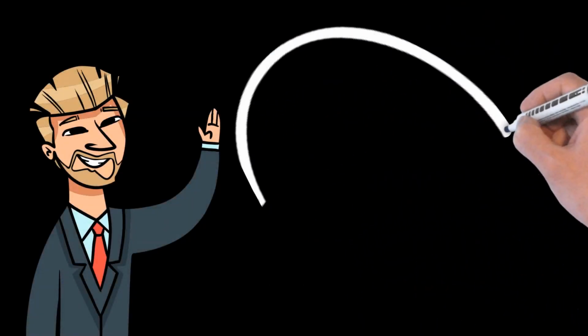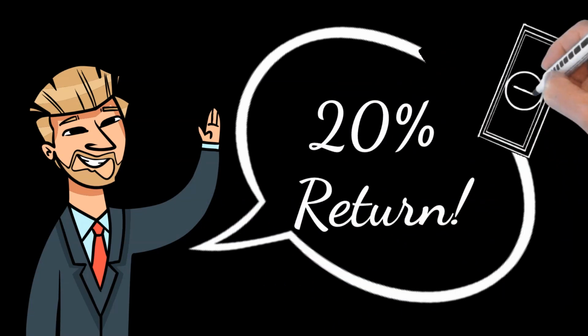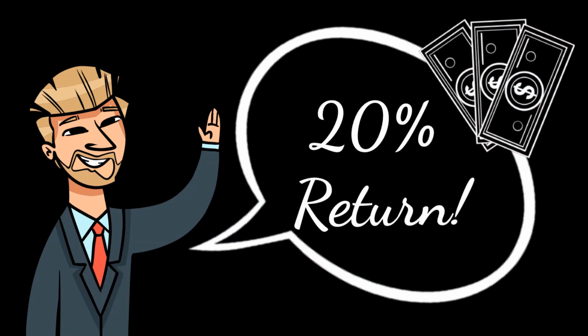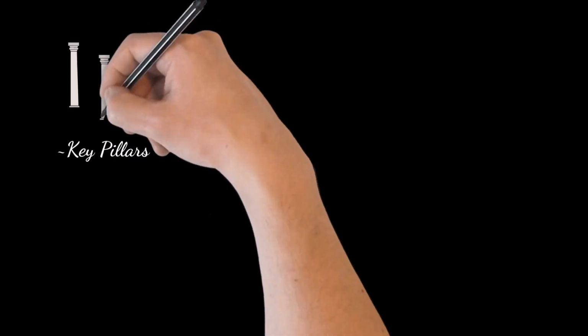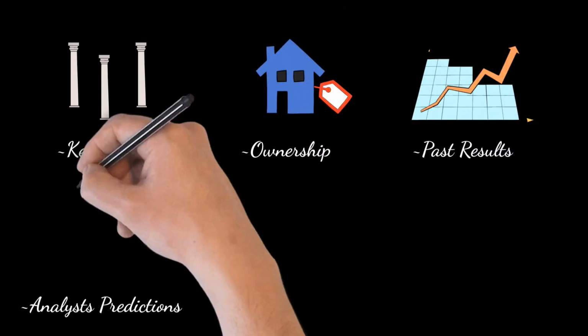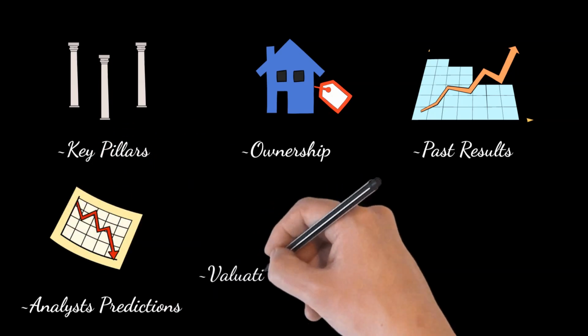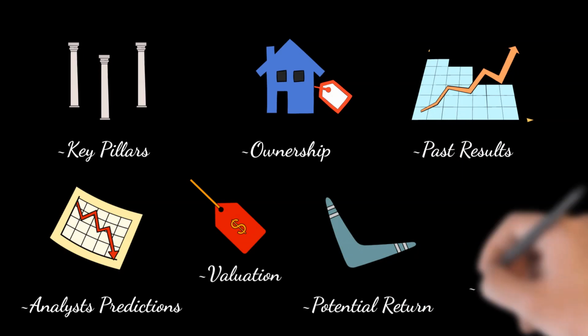In this stock analysis video, I will share with you my simple investing process which has helped me get a consistent return of over 20%. During our stock analysis, we're going to explore the key pillars, examine the ownership, look back at past results, find out what the analyst predictions are, as well as giving the business a valuation, and examine the potential return on our investment, and finally we will summarise our findings.